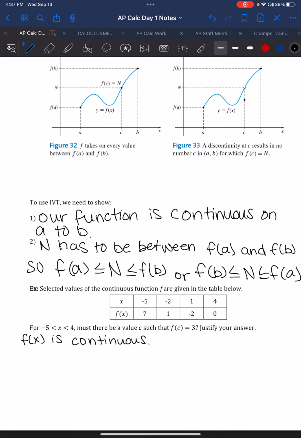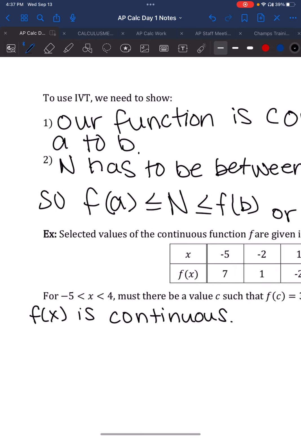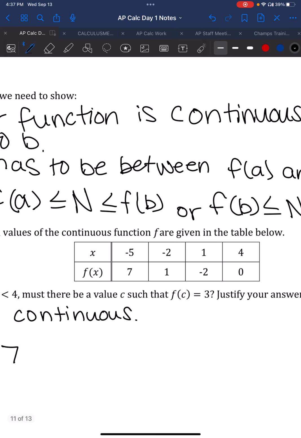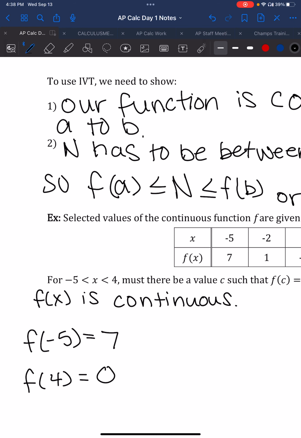Okay, now what we need to do is we need to see if our endpoints, -5 and 4, when we look at our table, that value 3 is in between them. So not only do we need to look at our table, but we need to write it down. So I'm going to go ahead and just say f of -5 and f of 4. When x is -5, f of x happens to be 7, so f of -5 equals 7. When x equals 4, our y value is 0, so f of 4 is equal to 0.